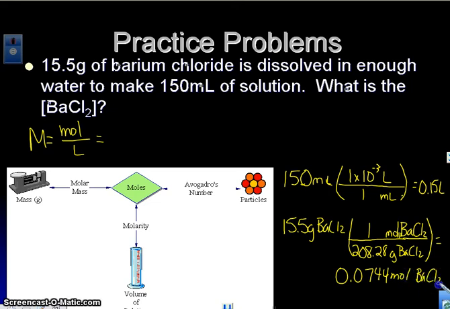Now remember, we round it to the correct number of sig figs, but you want to keep that entire number in your calculator so that you don't end up with a rounding error. So leave that whole number, whatever is beyond that 0.0744, in your calculator. Now let's come up and set up this equation now that we have the information we need. We have our moles of barium chloride. And we have our liters.